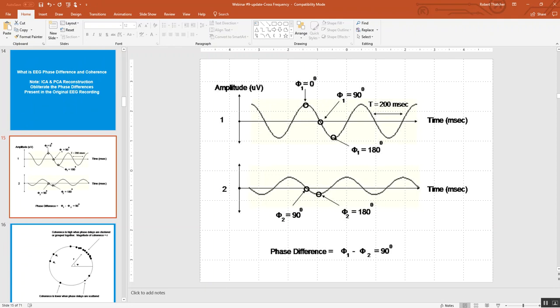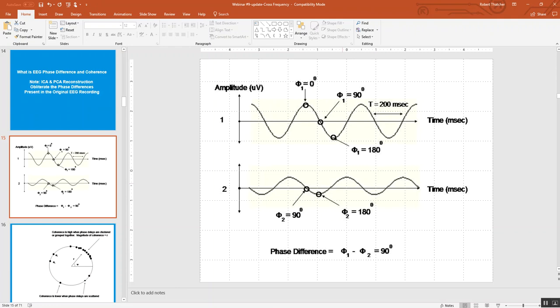Let's say the top one is O1, the bottom one, number 2, is P3. Then P3 is shifted, in this case, 90 degrees with respect to O1. So when O1 is at a peak, where phi1 equals 0 degrees, phi2 for the P3 electrode will be at 90 degrees because it's shifted by 90 degrees. So you can see how there's a shift of one with respect to the other. Now this is important because this is actually time.